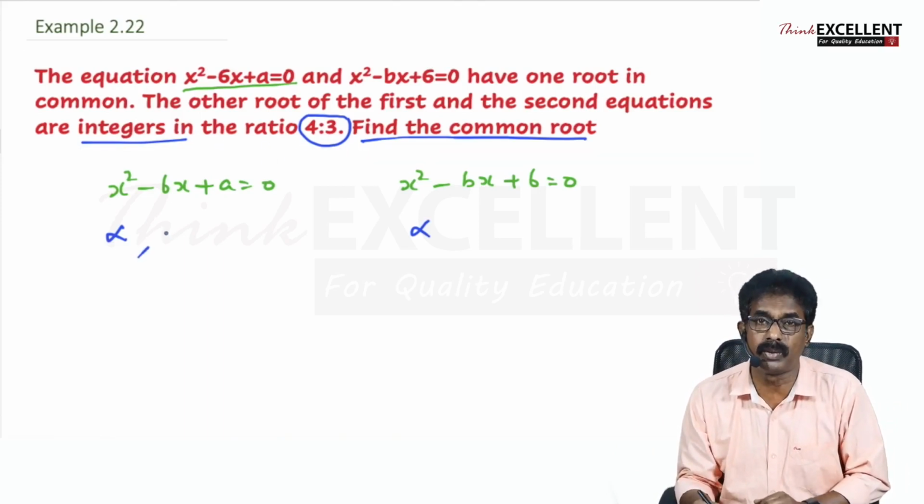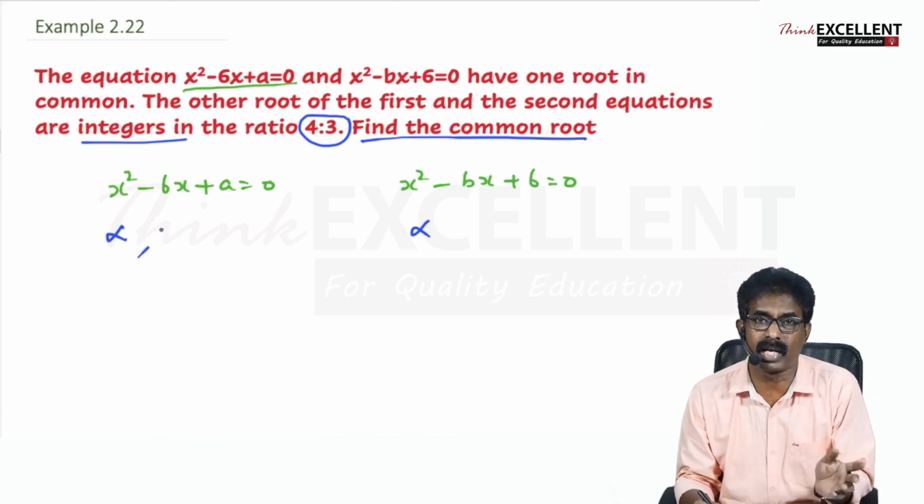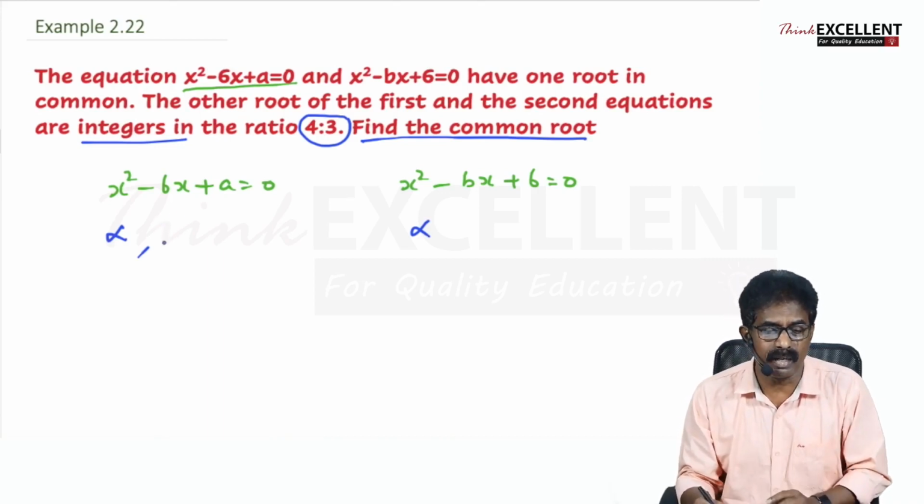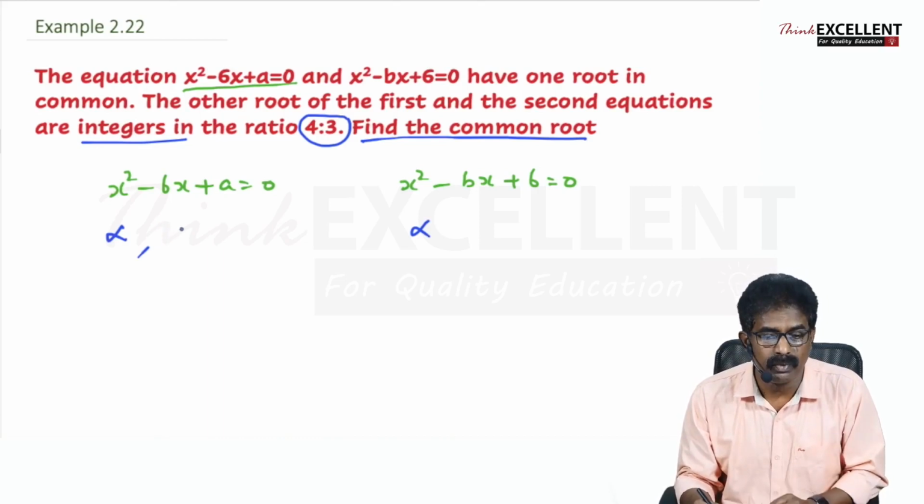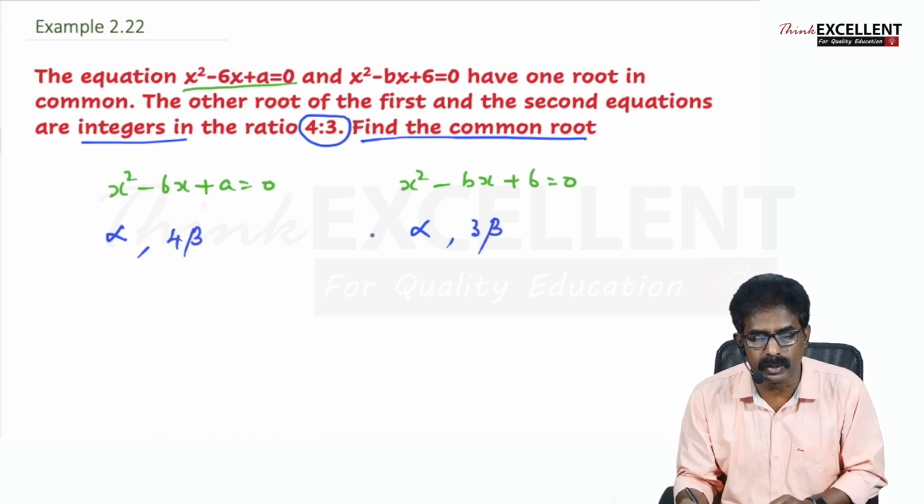4:3. Alpha we already used. Otherwise you would have used 4:3 as 4 alpha, 3 alpha. But here alpha is already used, so now we use beta. 4:3, 4 beta and 3 beta. So hope you understood how I'm taking it.